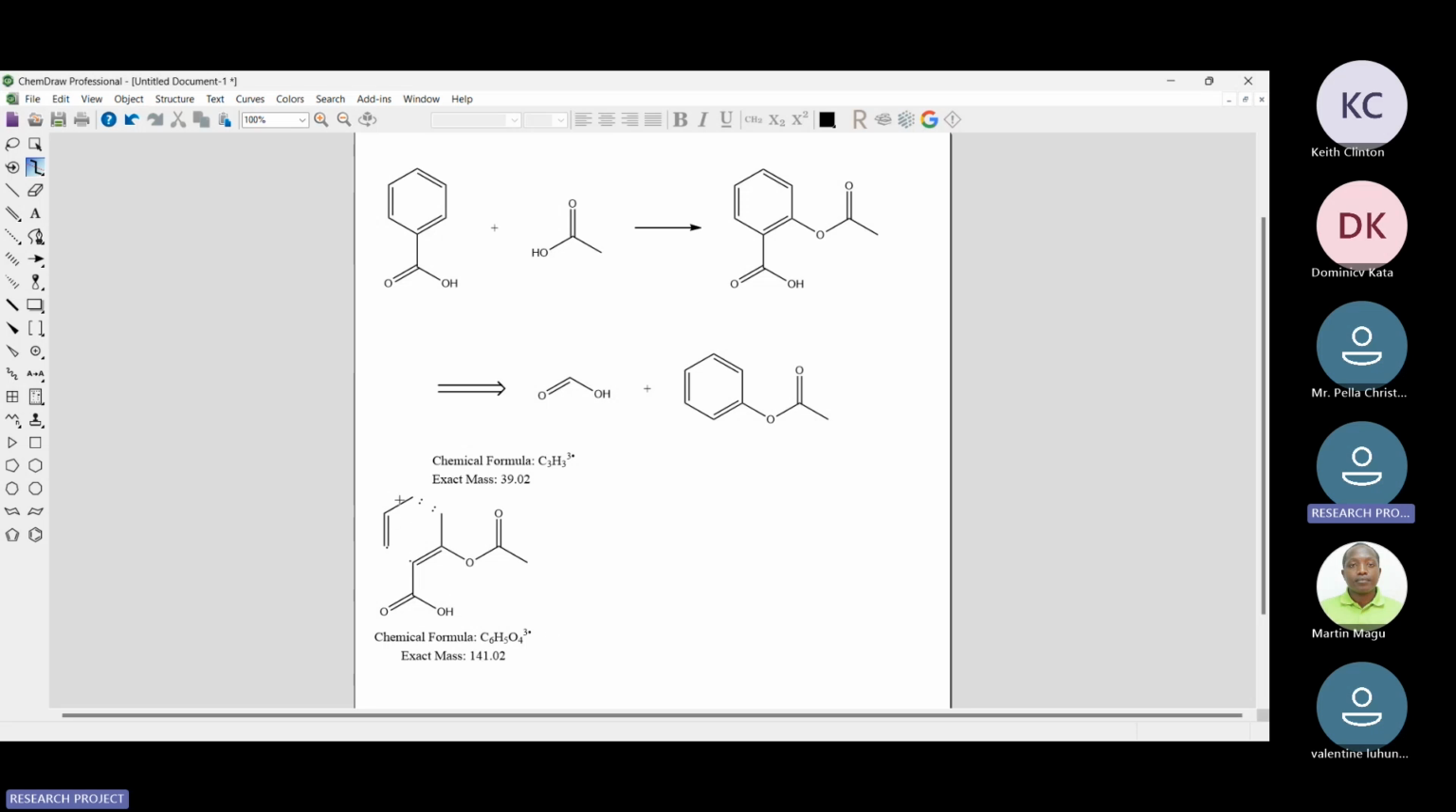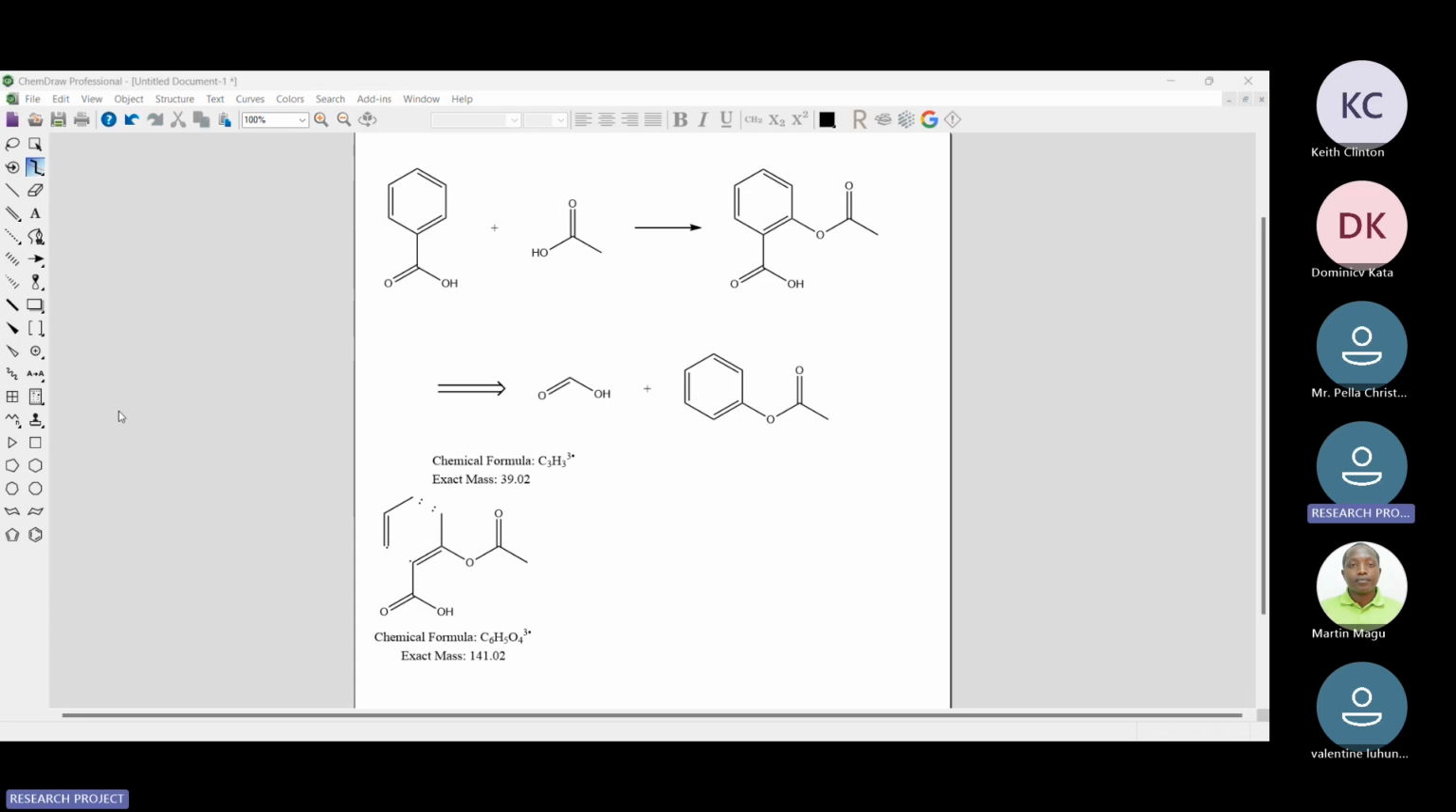So I have one fragment on the top left corner and this other one. So we have two fragments. So I can quickly get the fragments of these compounds and so on. So that's where we are in terms of ChemDraw, Chem 3D.